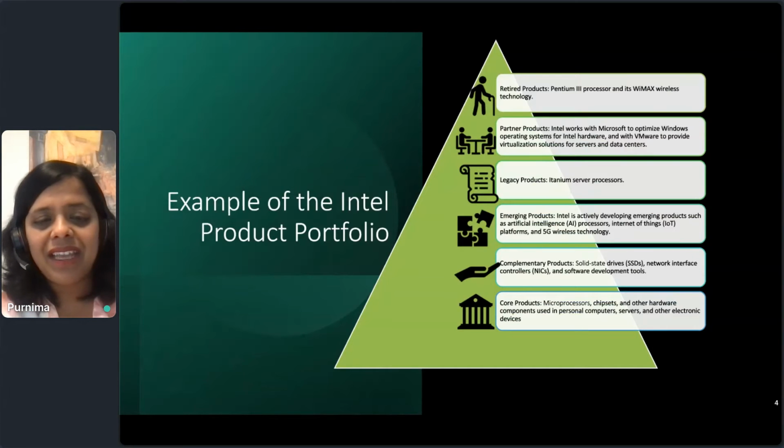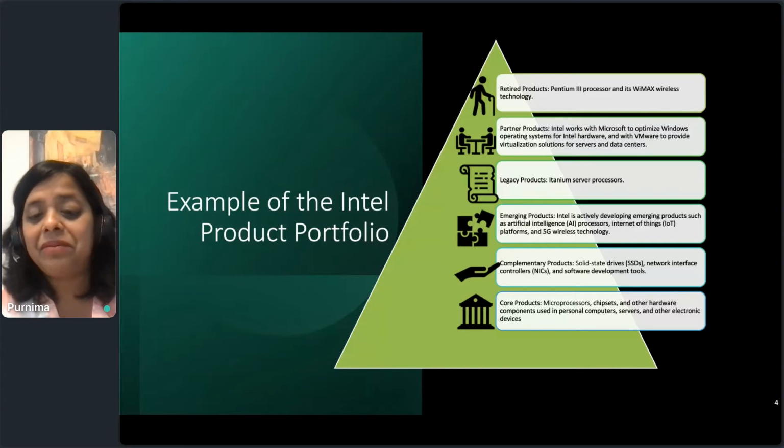So I'm using the Intel product portfolio just as an example because it's such a well-known company. I wanted to pick a company which does both hardware and software and divide it. If you look at their core products, it's the microprocessors, chipsets, hardware components. Their complementary products are your drives, your network interface controllers, and any software development that Intel does. Intel actually classifies them as complementary products. They might have different names for it, so don't catch me for it, but it's essentially the category it belongs to.